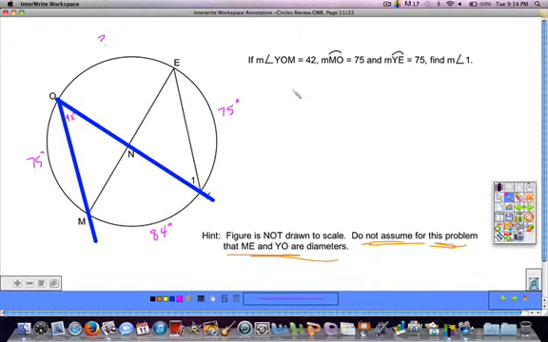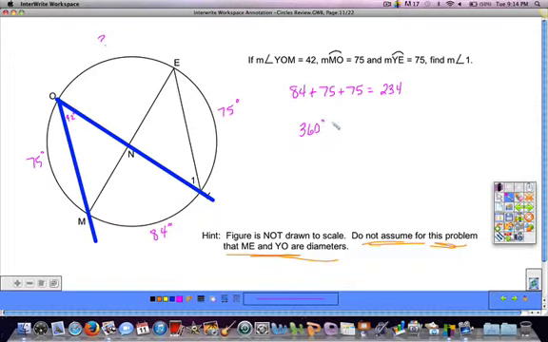So 84 plus 75 plus 75 is 234, I believe. All right, so how do I find that piece right there? How many degrees are there in a circle? 360 degrees in a circle.